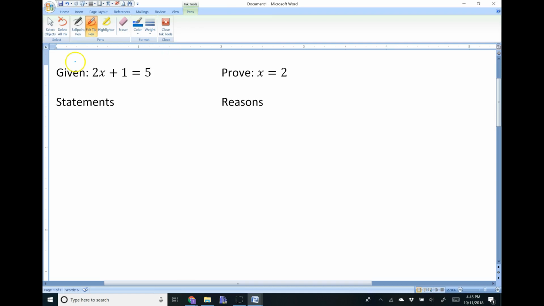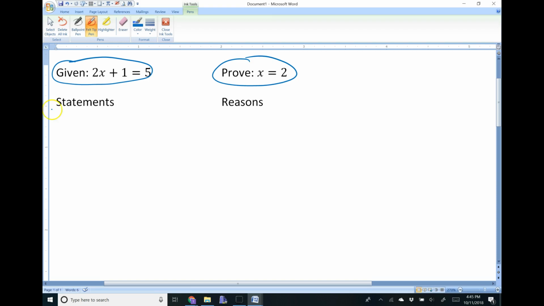They're always going to give you a given, right? And so this is our problem. They give us that the problem is 2x plus 1 equals 5. And we have to prove that x equals 2. So we're going to show a little bit of the work and explain it. That's what the statements and reasons are, okay? They're going to ask you to prove using a paragraph proof. You don't ever have to do the paragraph proof. We're going to do a customary, traditional two-column proof.